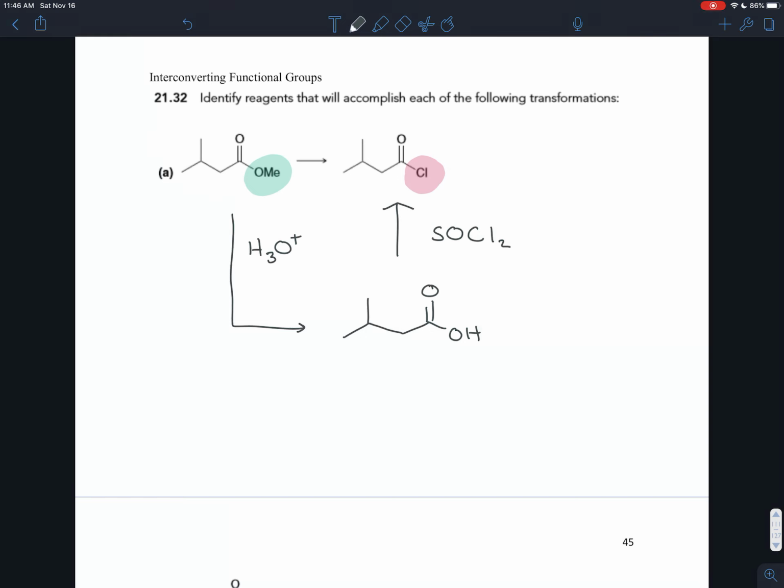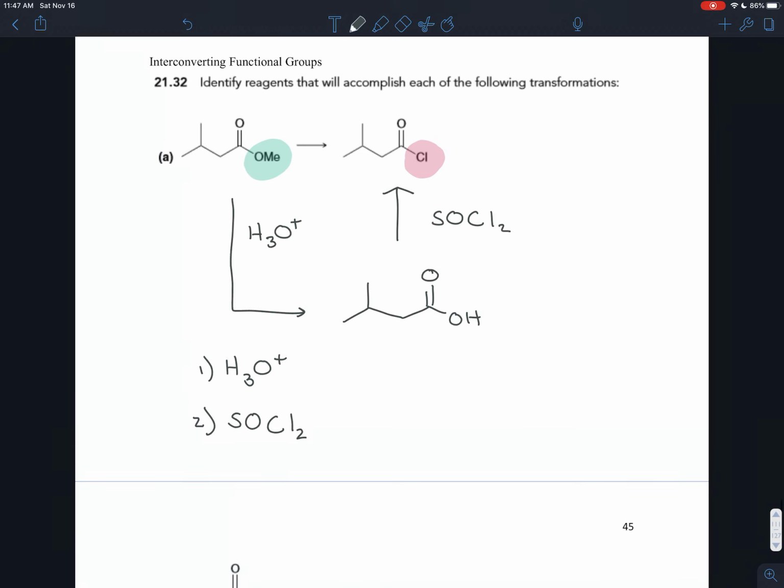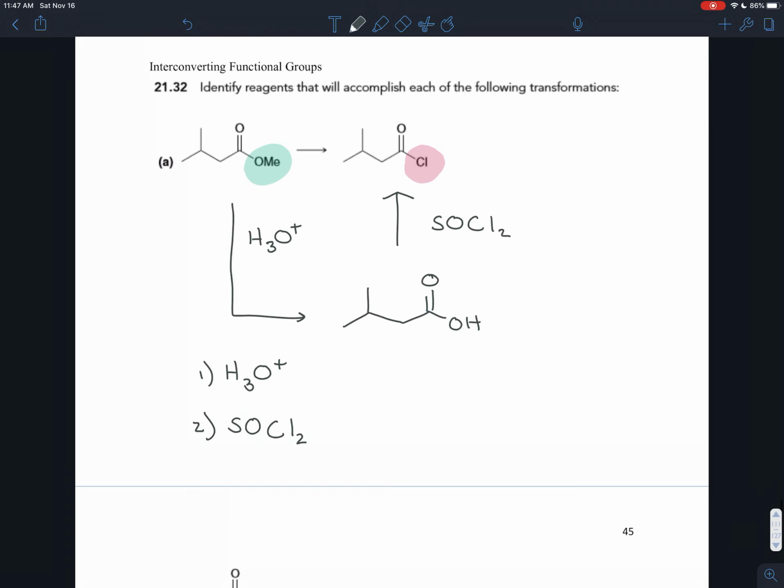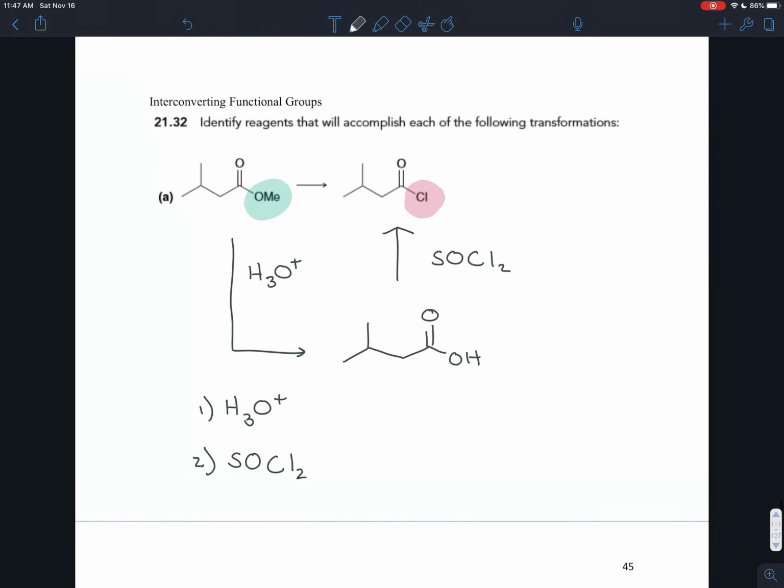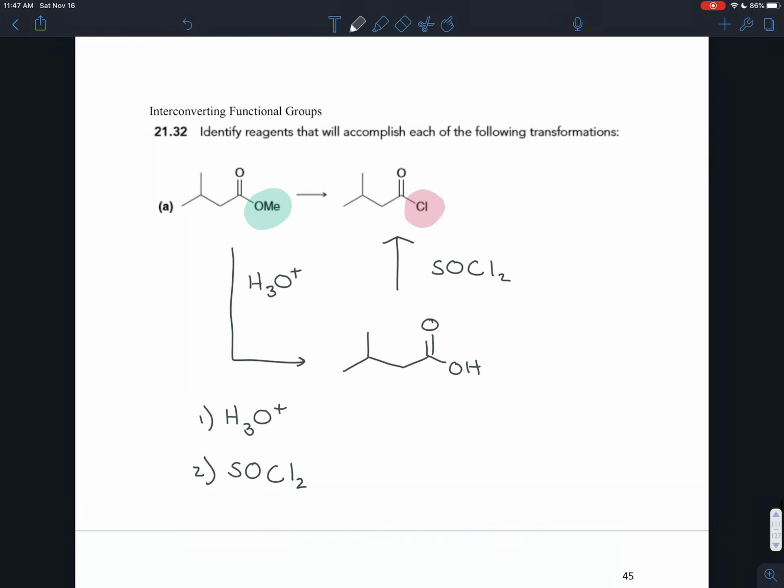So that's it. There's really only two steps for this. You do acid-catalyzed hydrolysis of an ester to get a carboxylic acid, and once you have that carboxylic acid, you can treat it with thionyl chloride to get the acid halide, the acid chloride there. The mechanism for this reaction is a little strange, so I don't think we've done that before, and I would like to do that now.